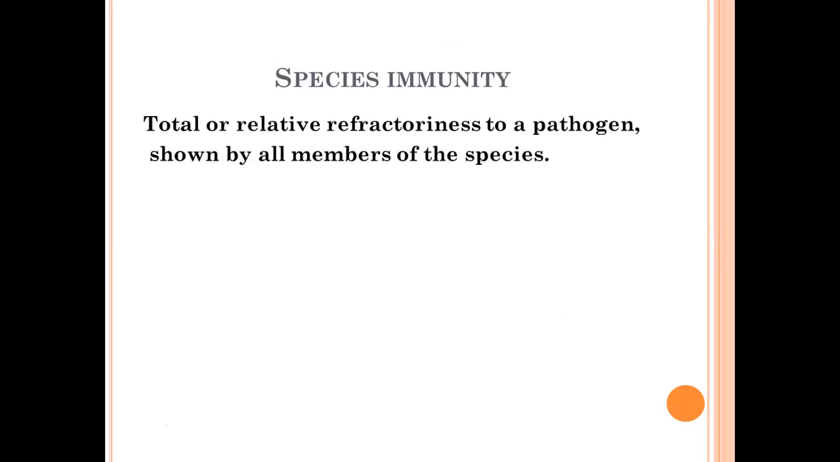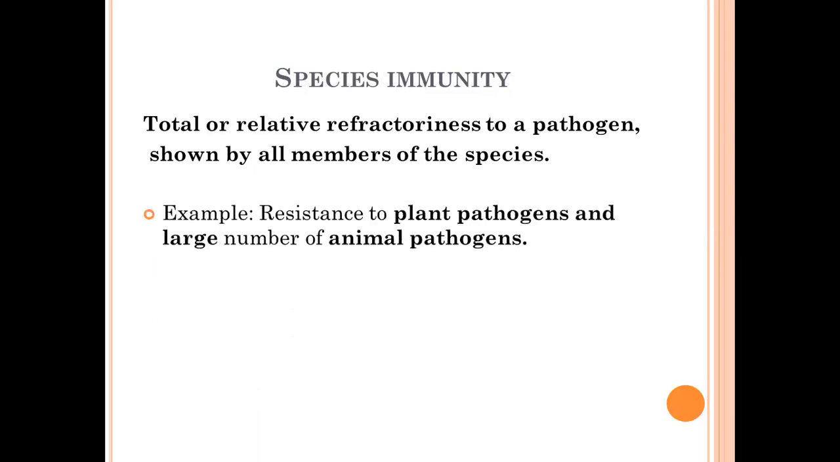Now, what is species immunity? This is total or relative refractoriness to a pathogen shown by all members of that species. So it is particularly species specific. For example, resistance to plant pathogens and a large number of animal pathogens.